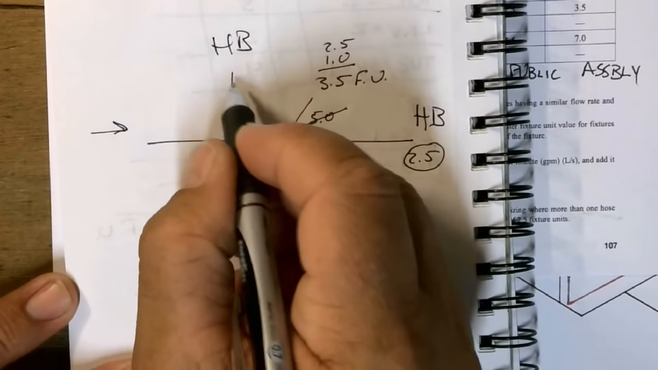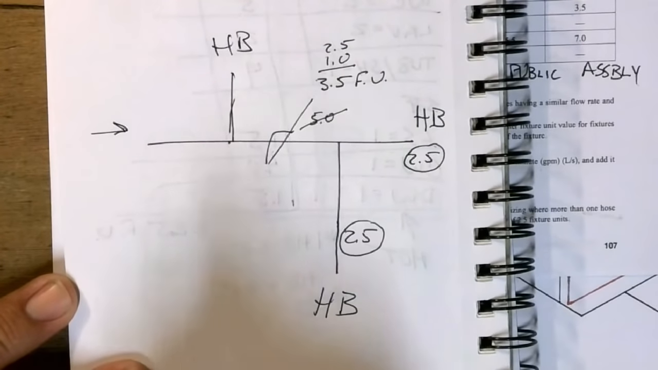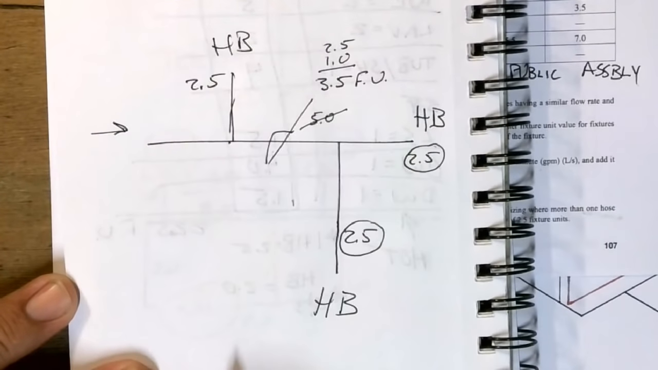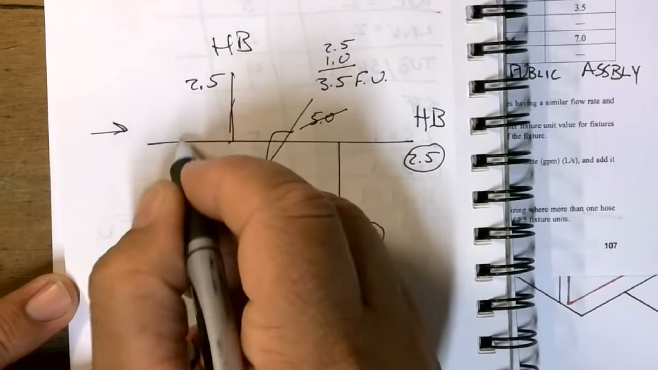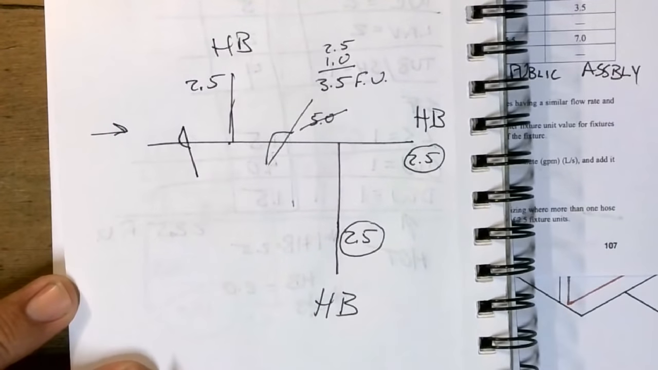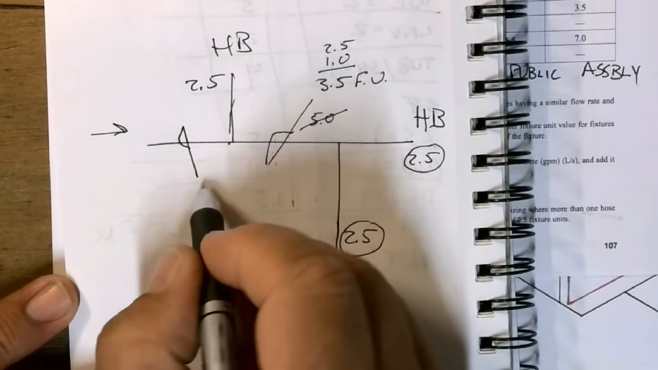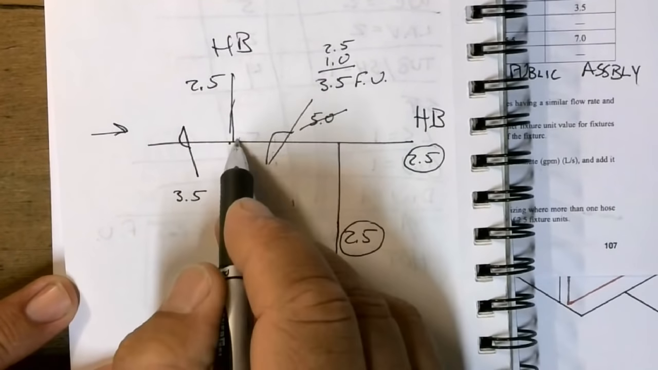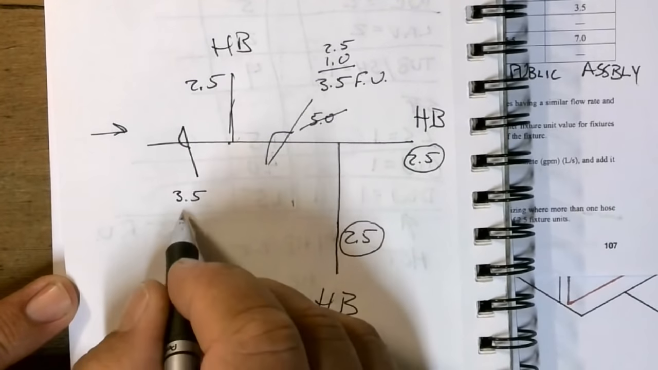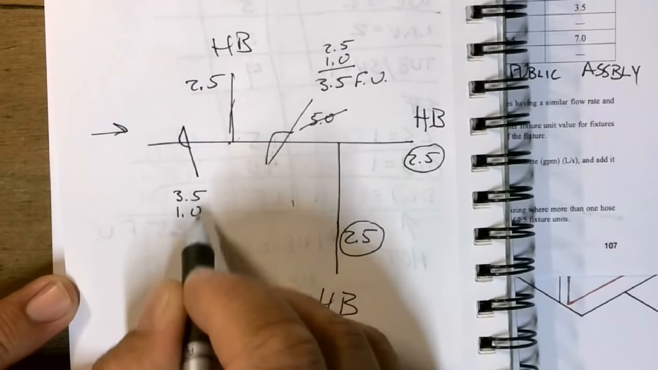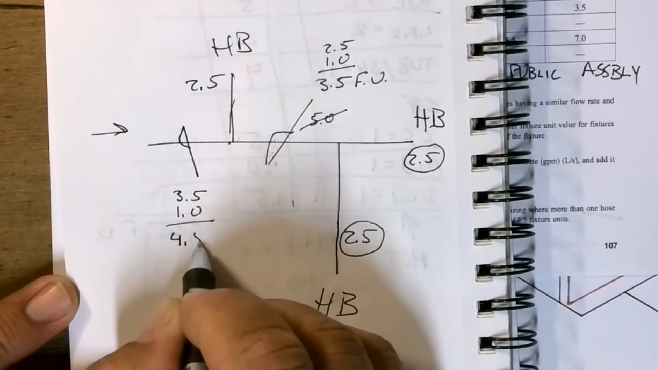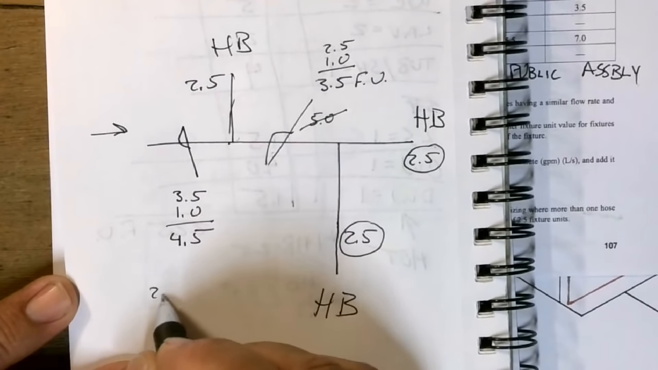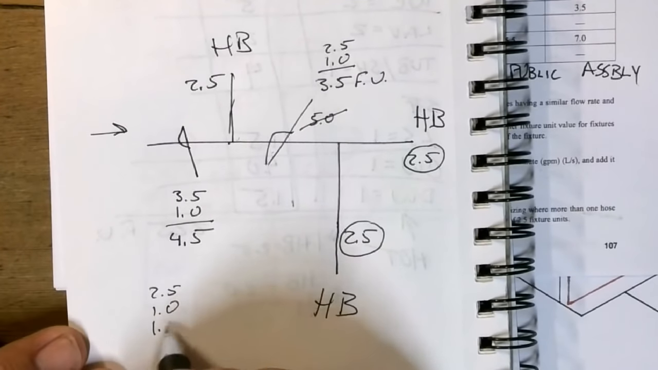This value, this hose bib on this line by itself is 2.5. Right? But here, on this one, I have a fixture unit value of 3.5 plus an additional hose bib. It's 4.5. And the breakdown of this one is the 2.5 and then the 1 and then the other one.